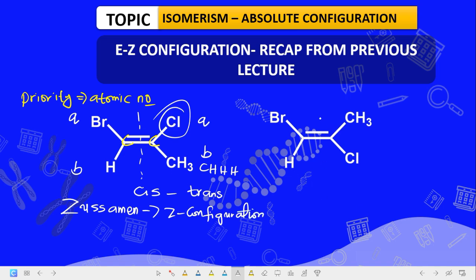How about this? In this case, of course we know that this has the highest priority here, while this has the lowest. Here bromine has the highest, while this has the lowest. Now we said when the two highest priority groups are on opposite sides, that means they are against each other, you call it entgegen, which is the E configuration. E configuration means against each other because they are on different sides. So that is the recap of E and Z configuration from our previous lectures.